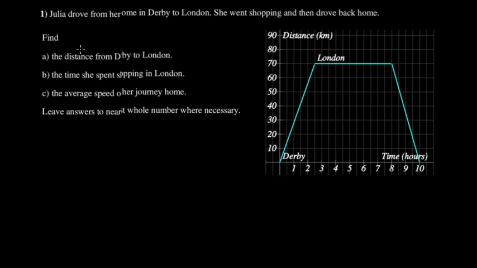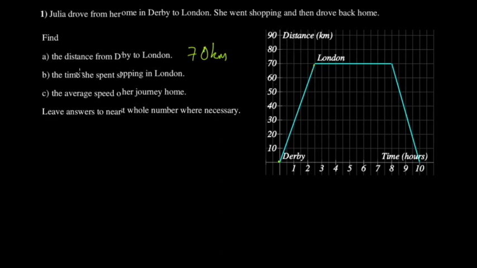Here you're asked to find the distance from Derby to London. So from Derby here to London, what distance is it? Remember, the distance is on the vertical axis. It goes from 0 to 70, so this would be 70 kilometers. The working is different for a distance time graph and a velocity time graph. For a distance time graph, the distance is just an ordinate, because we already have distance on our axis.